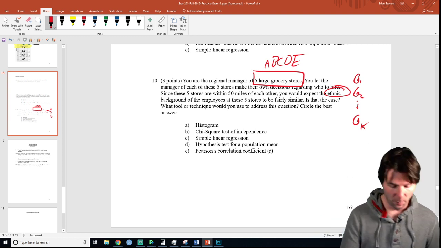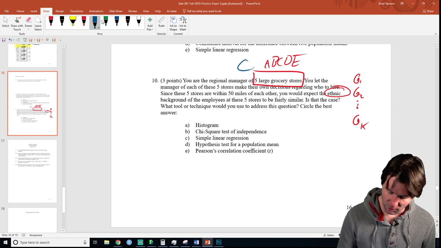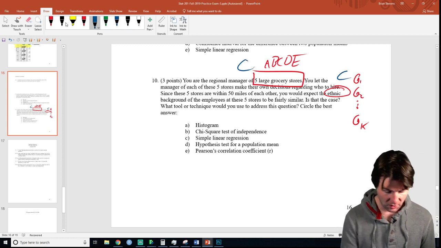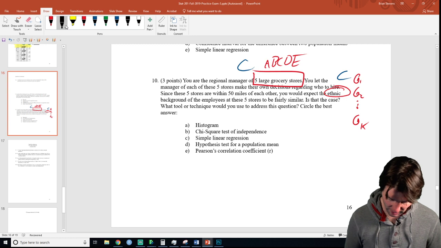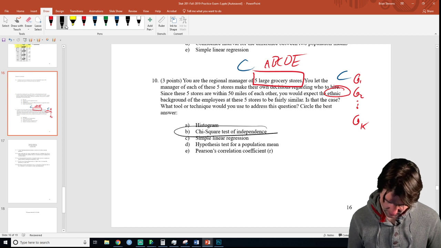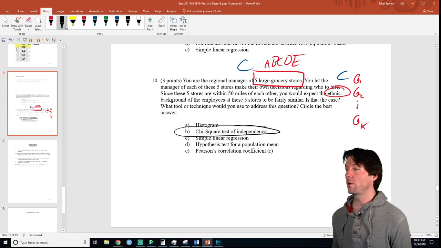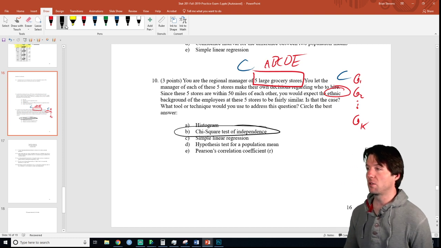Let's take a look. Both of these variables right here are categorical. So since they're categorical, what do we get? We get the chi-squared test of independence. Always try to identify what types of data you're dealing with.